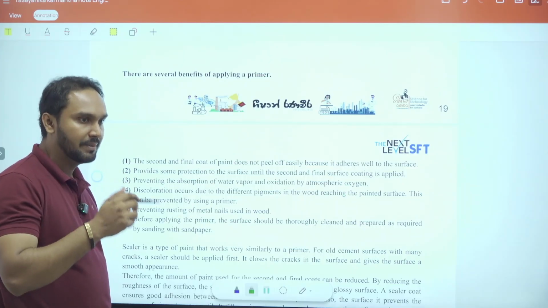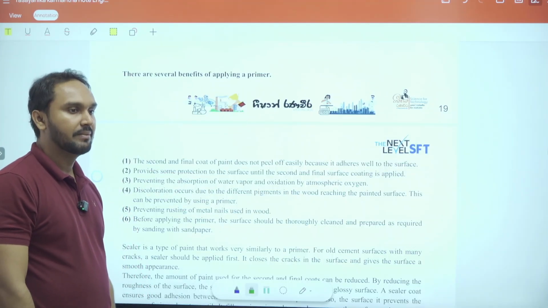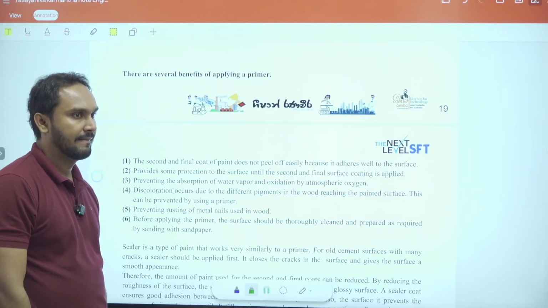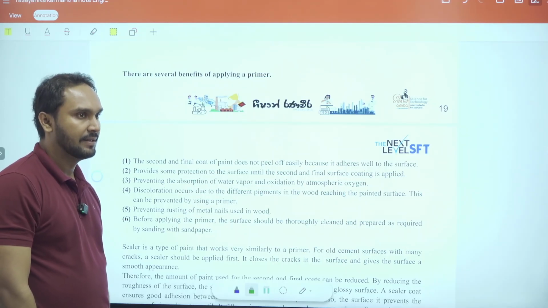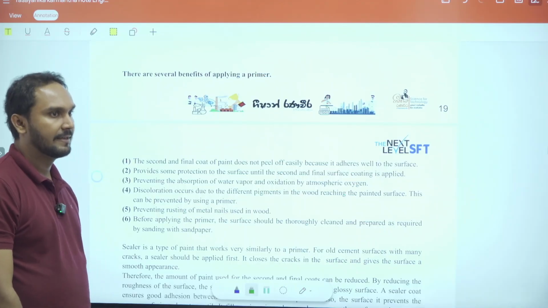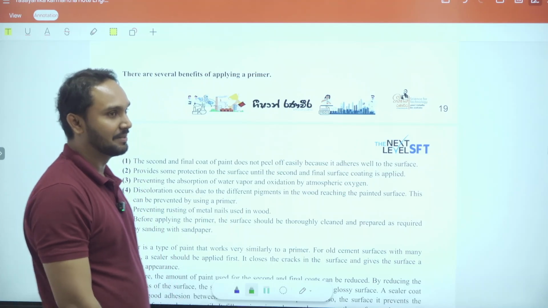No. Rubber paints are applied on the walls. Do we apply a primer? We do. That is a varnish. Is that applied as a primer? Varnish is also a primer. Yeah, varnish is also one of the primers.